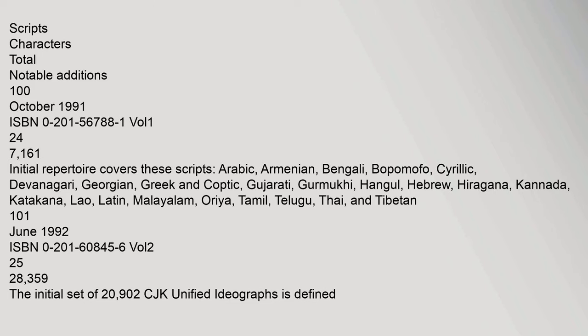1.0.1, June 1992, ISBN 0-201-60845-6, volume 2, 25, 28359. The initial set of 20,902 CJK Unified Ideographs is defined.